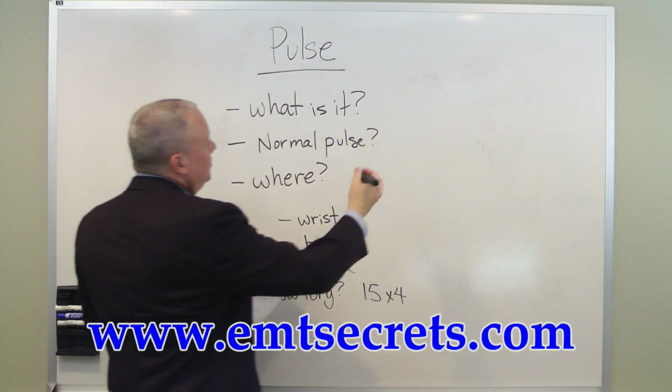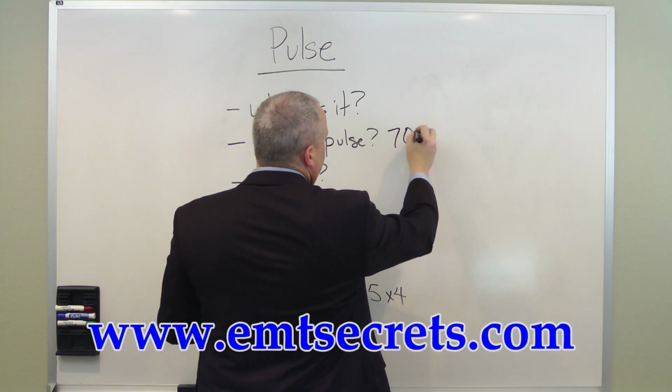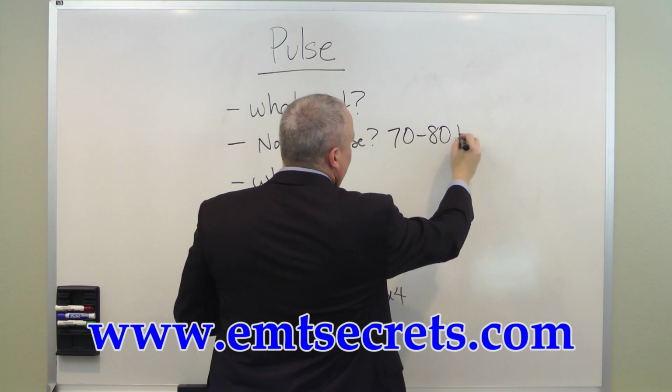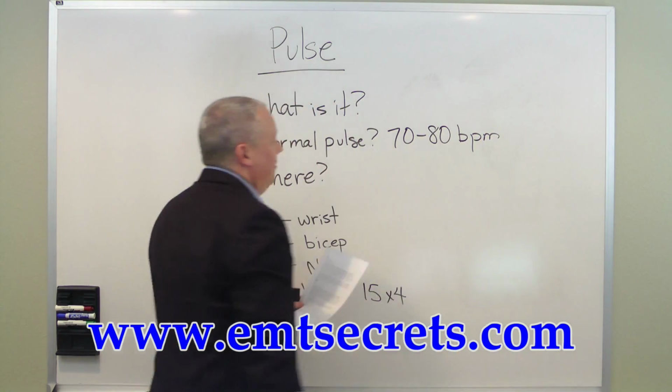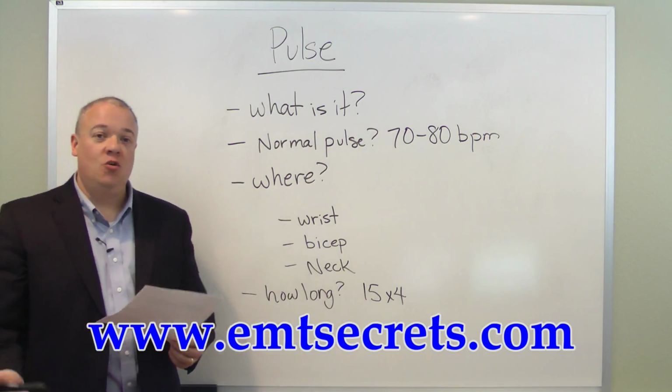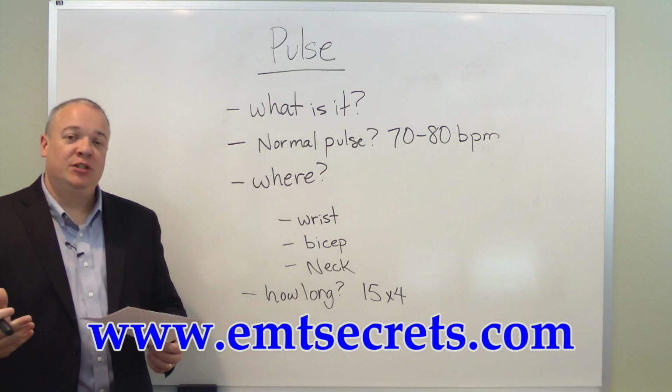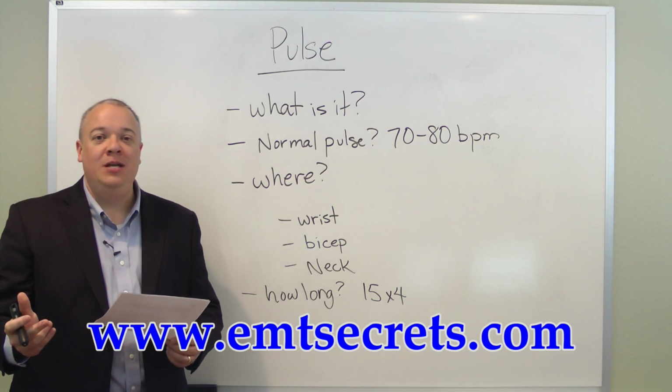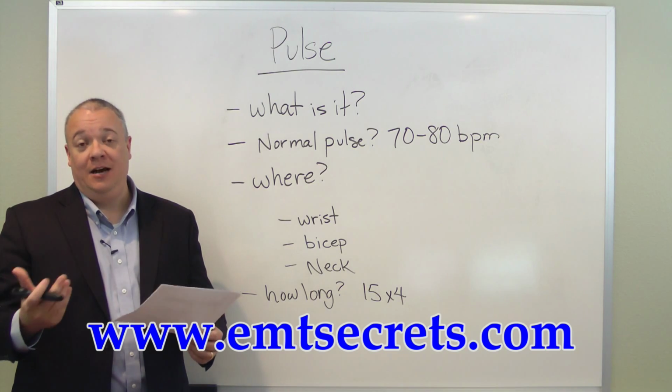What is a normal pulse? Well, the average normal pulse is between 70 to 80 beats per minute. Now, there are things that can affect normal pulse. The average person has between 70 to 80 beats per minute, but beta blockers can affect a pulse.